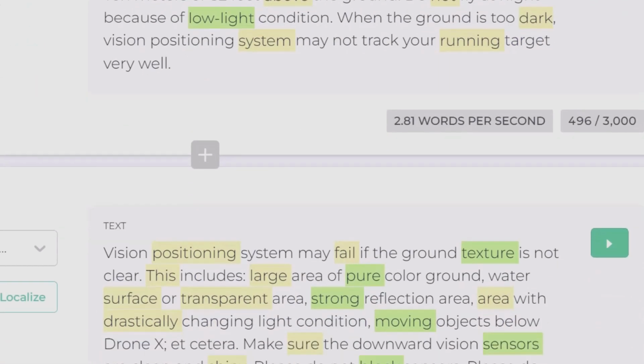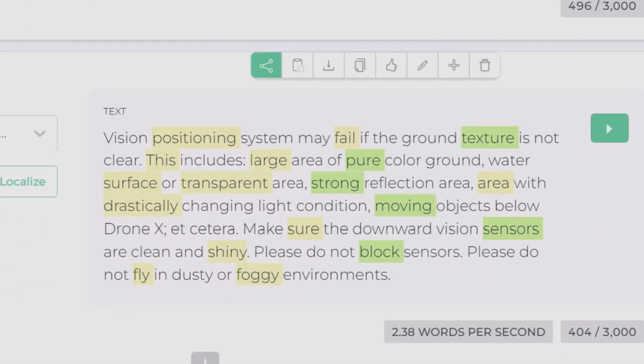Vision positioning system may fail if the ground texture is not clear. This includes large areas of pure color ground, water surface or transparent areas, strong reflection areas, areas with drastically changing light conditions, moving objects below Drone X, etc.